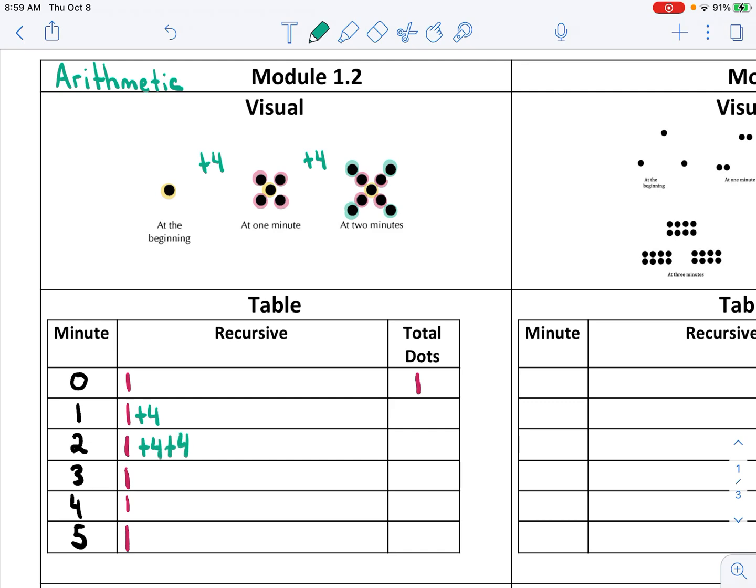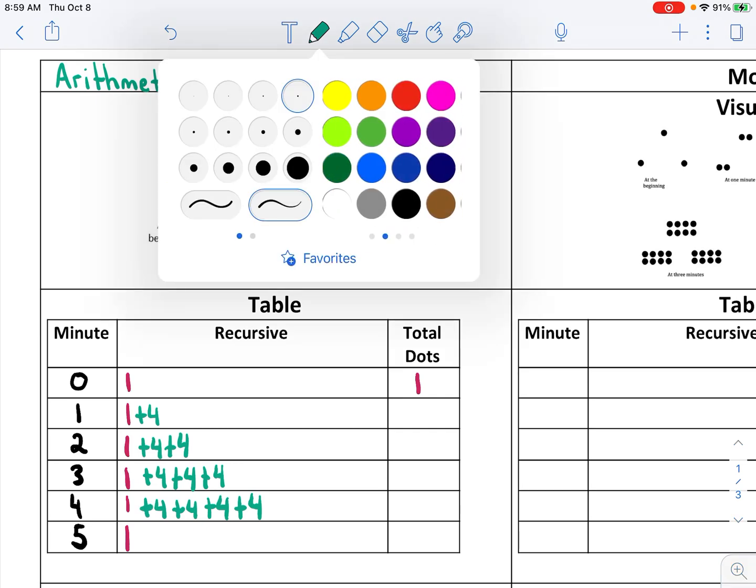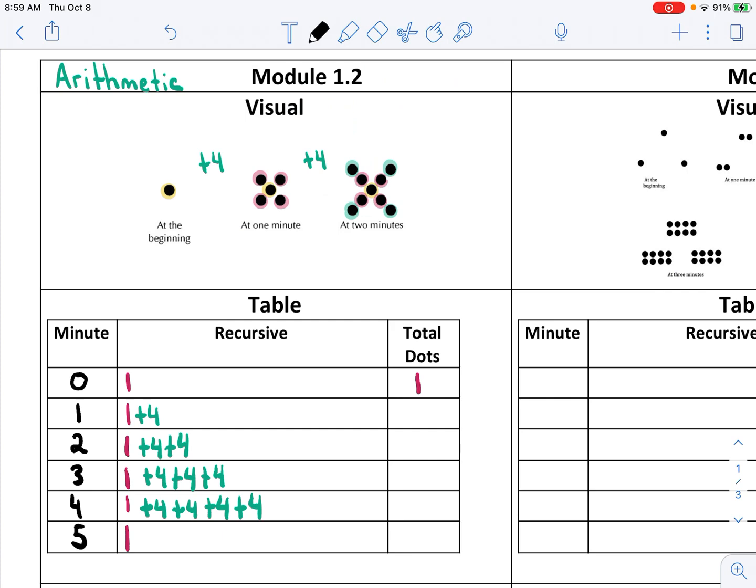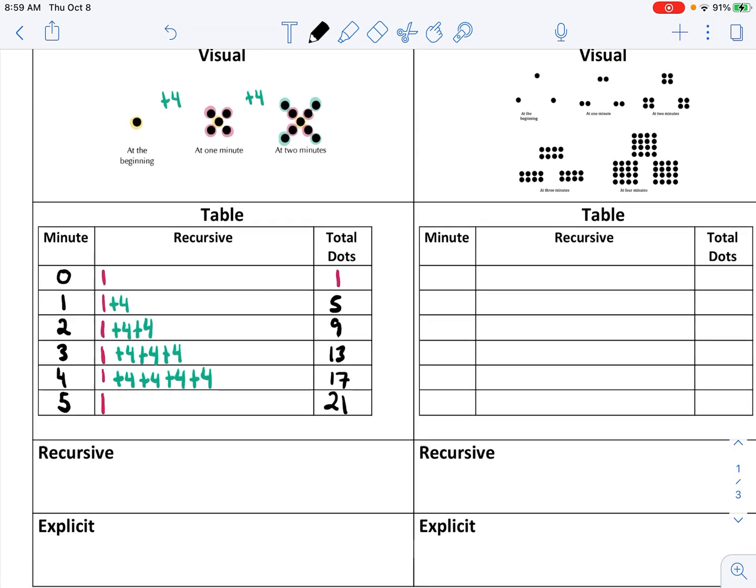So after 2 minutes, we've added 4 twice. At 3 minutes, we've added 4 3 times. At 4 minutes, we've added 4 4 times. The number of dots each time is increasing by 4. So 1 plus 4 is 5, 9, 13, 17, 21.